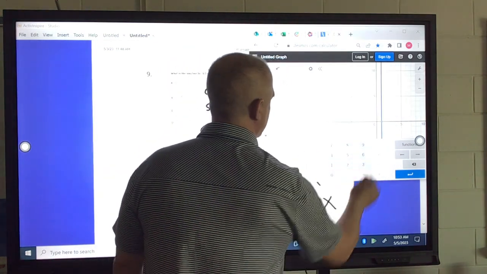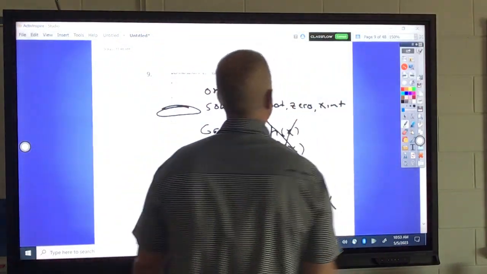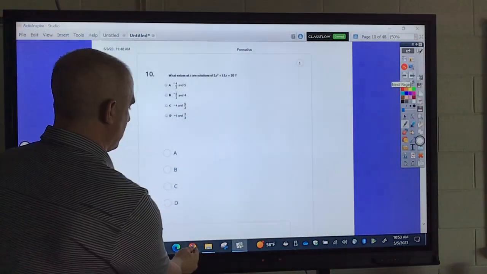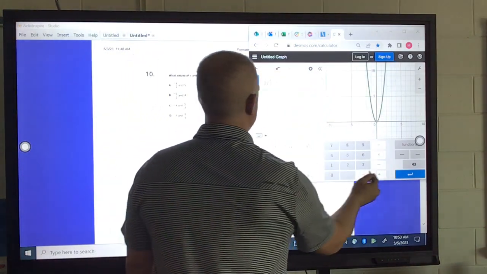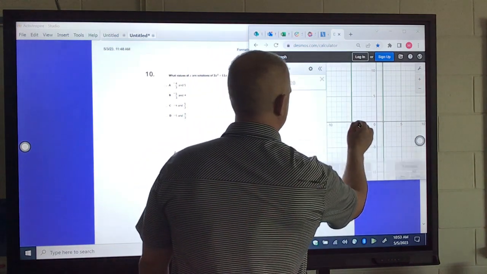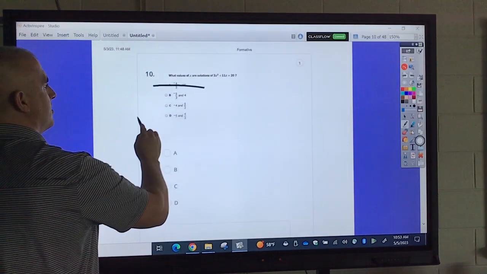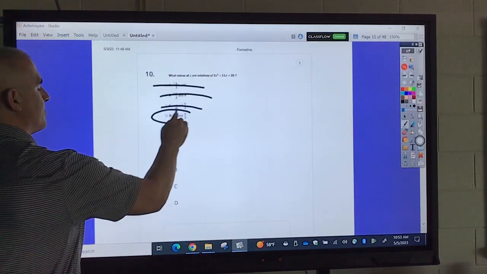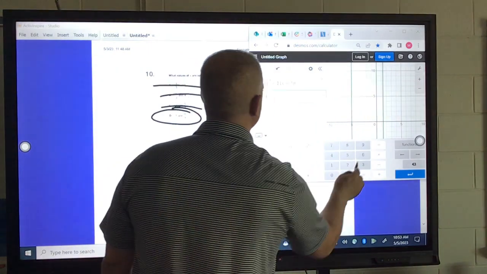So this first one, I got 3 parentheses, 2x minus 1 equals 3. Don't have to worry about the question marks. Type where that crosses x, that's a 1. Same thing for this one. 3x squared plus 11x equals 20. Crosses in 2 spots, negative 5 and 1.3. So it can't be this one, can't be this one, can't be this one, it has to be that one. If you wanted to see what 4/3 is, just divide it in the calculator.